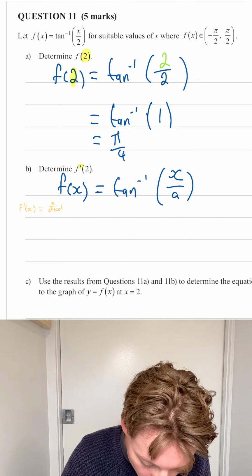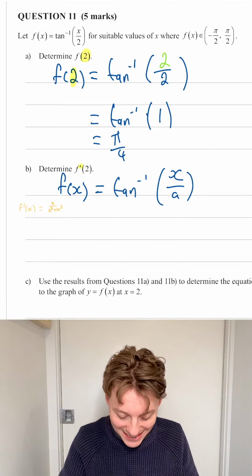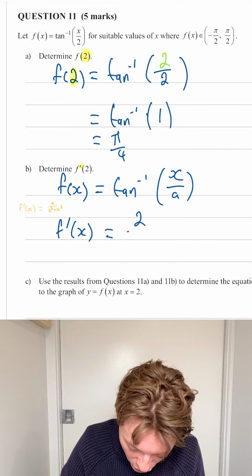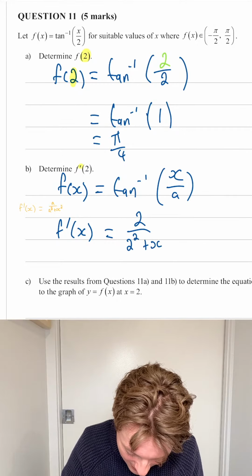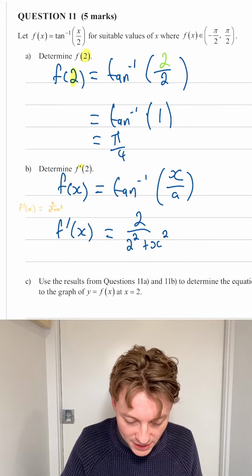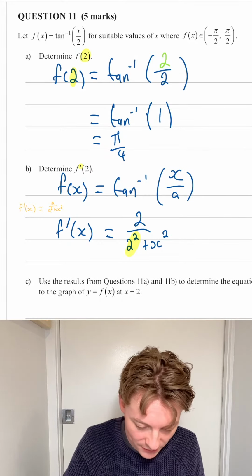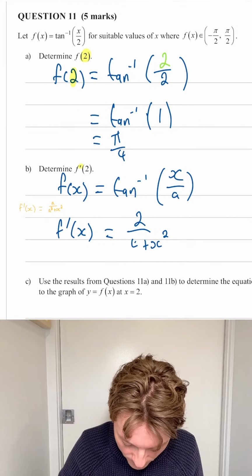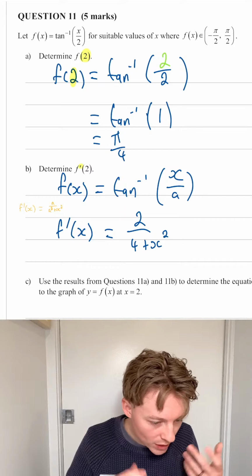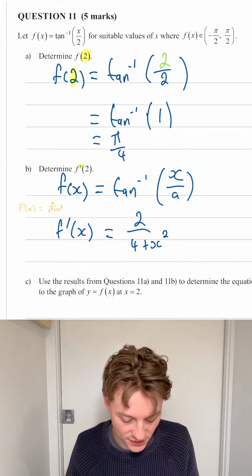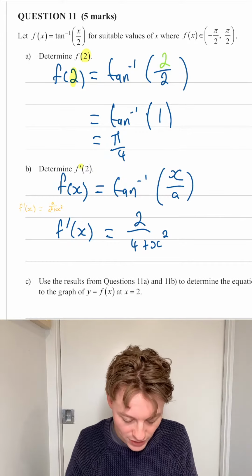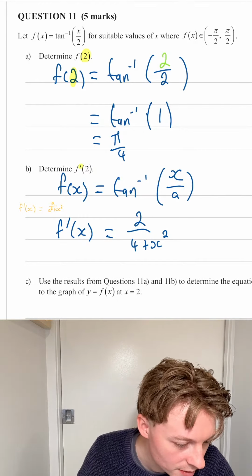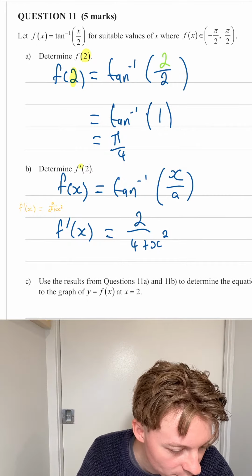I can now use my rule based on my question. My question is x over 2, so my a value is 2, which means my derivative of this function is simply 2 over 2 squared plus x squared. Well, 2 squared gives 4, so I'm going to replace this number with the value of 4. Once I have my function, I simply need to sub in my value of 2. Everywhere I have an x, I'm going to put in the value of 2, and I've got myself my answer.